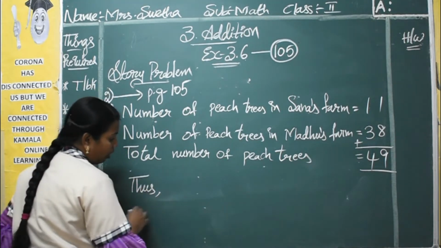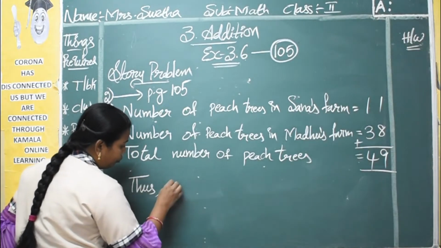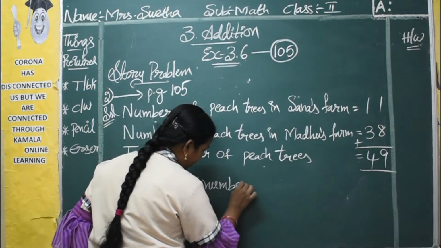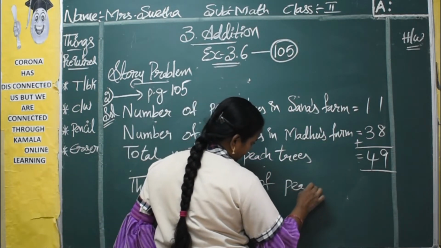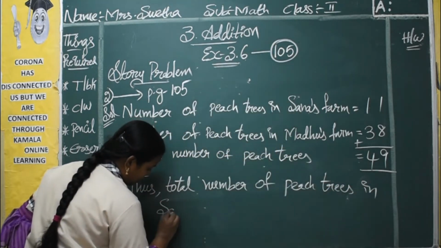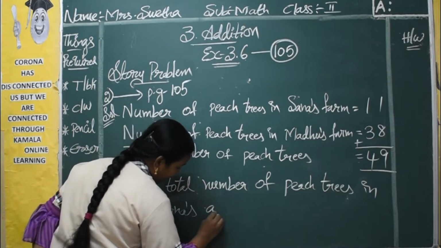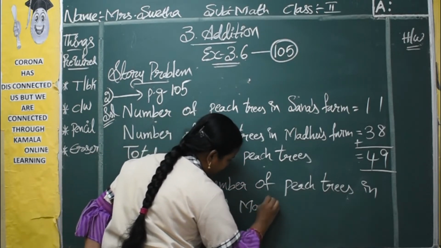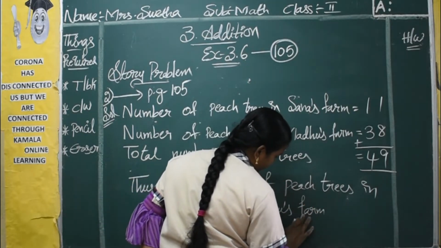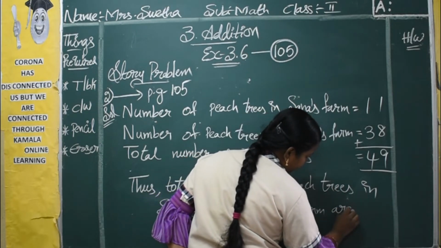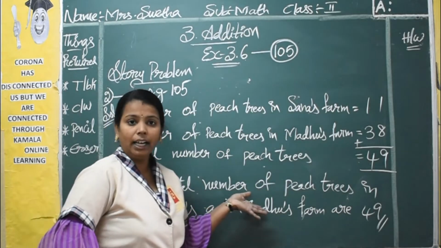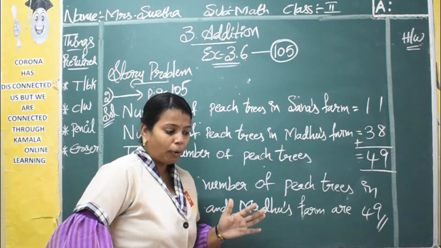Thus, total number of peach trees in Sana's and Madhu's farm are how many? 49. So total number of peach trees how many are there? There are 49. Okay. So one more problem I will tell you, children.